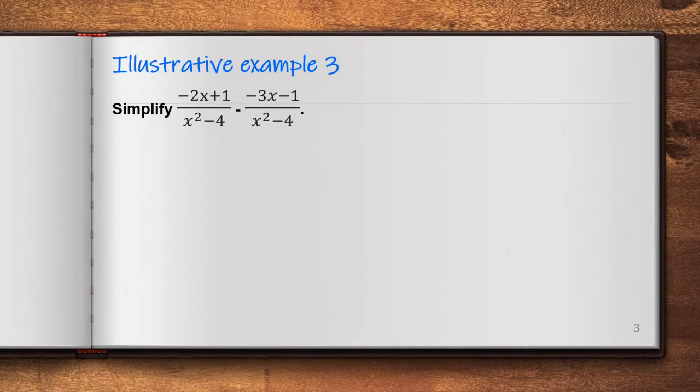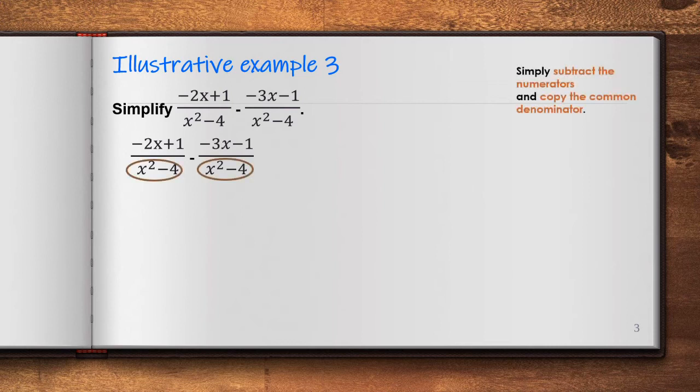Let's have example 3. Simplify. Again, we have to check the denominators if they are similar. They are similar. So simply add the numerators and copy the common denominator. Let us copy the denominator x² − 4 and let us subtract the binomial −3x − 1 from the binomial −2x + 1. Please note that a binomial preceded by a minus sign shall be multiplied by negative 1. That is why −3x − 1 became 3x + 1.